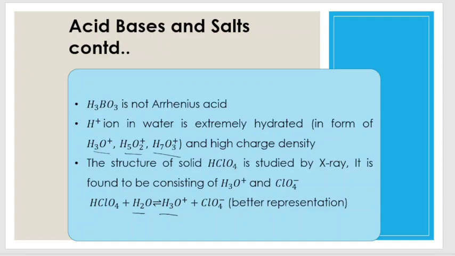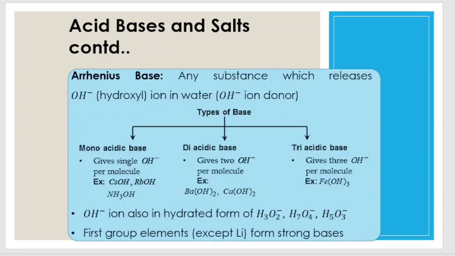Okay. Now, the Arrhenius base: the substance which releases OH minus ion, that is hydroxyl ion, on dissolving in the solvent like water, or you can say OH minus donor, is nothing but an Arrhenius base. For example, if we consider the non-electrolytes, they do not dissociate into ions in the water, like C6H6 benzene, diethyl ether and all. They do not dissociate into ions and can't conduct electricity. Hence, they are said to be non-electrolytes.